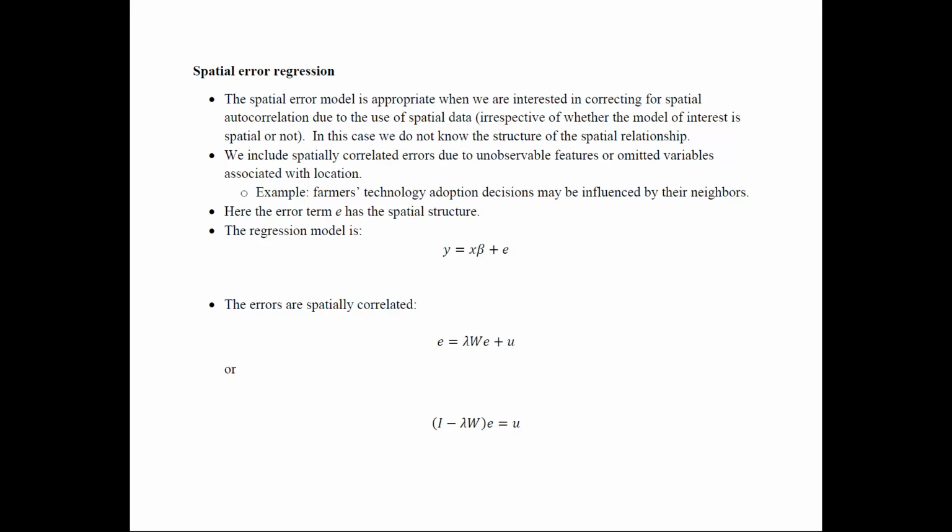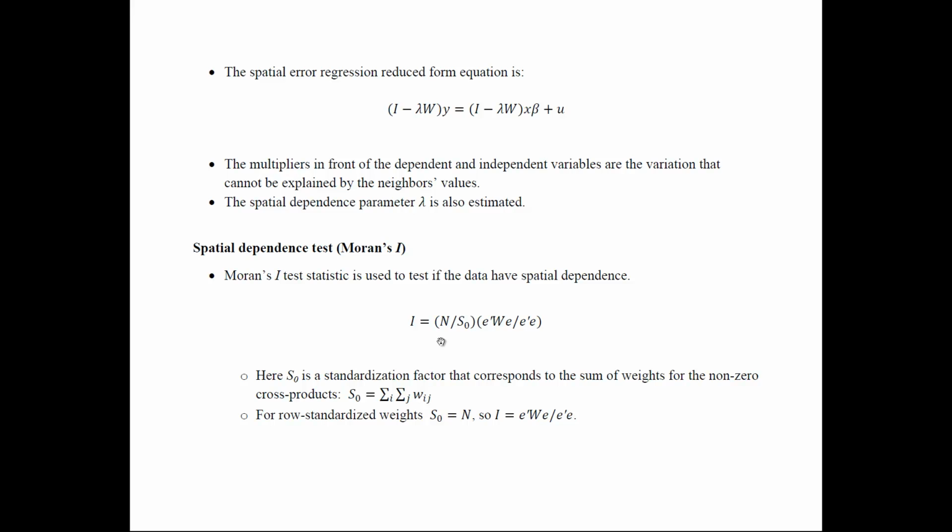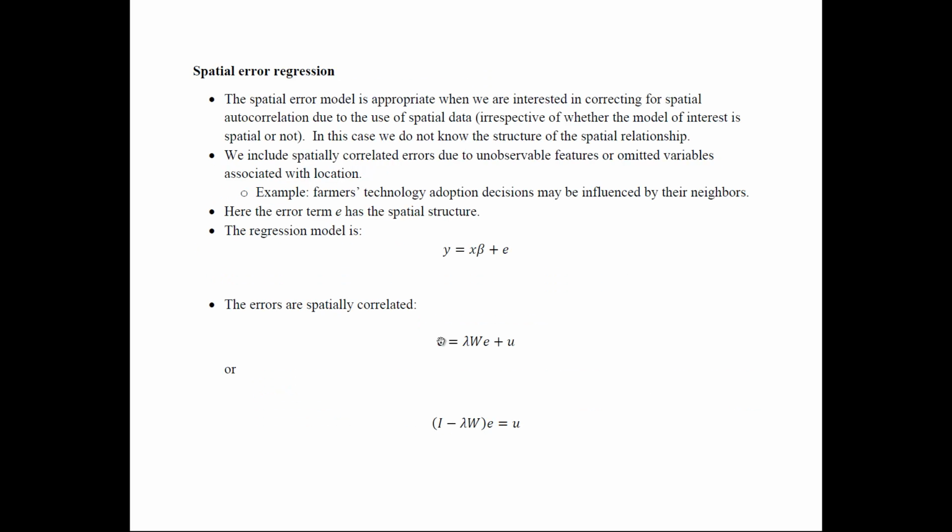So in this case, we may be using the spatial error model rather than the spatial lag model that we talked about before. So here the error term E would have the spatial structure. So the regression model would be the simple OLS regression model, but this spatial error term E would be the one having the dependence, and that would be lambda WE plus U. So this W would be the spatial weight matrix.